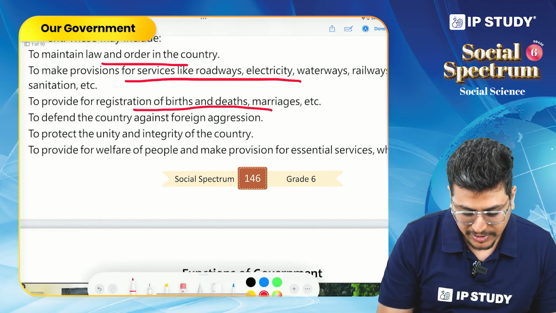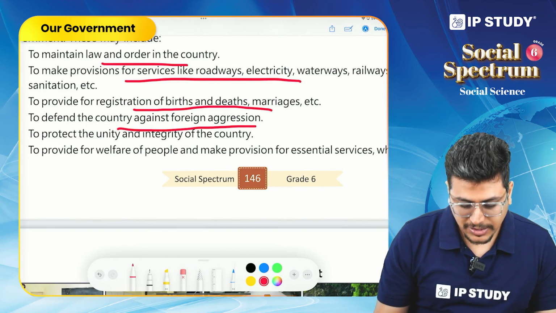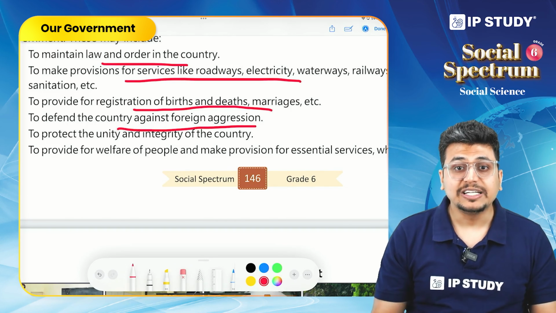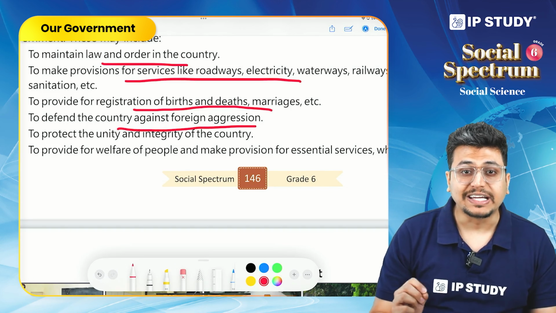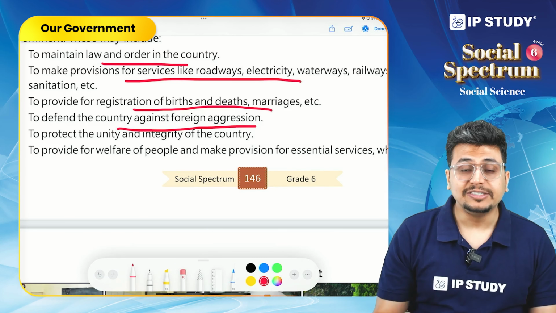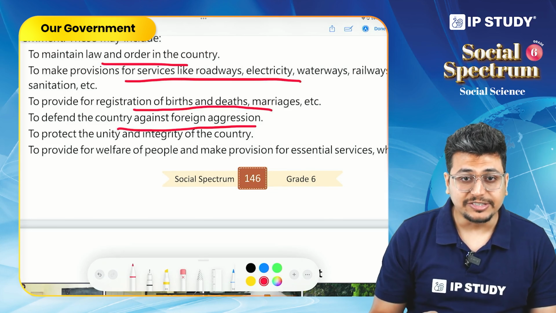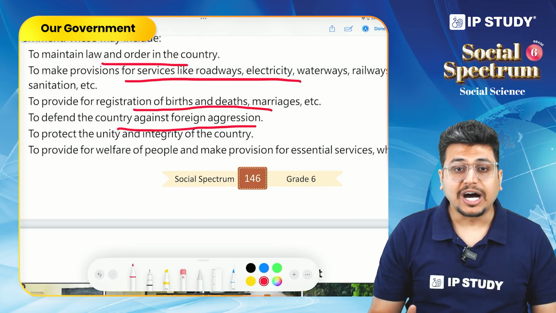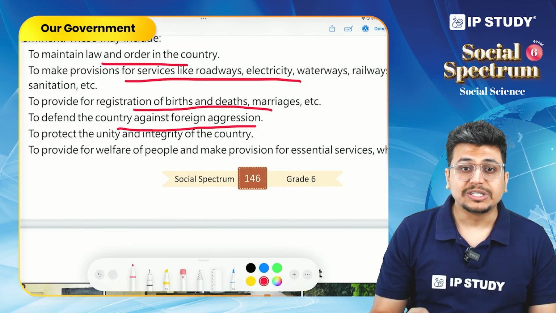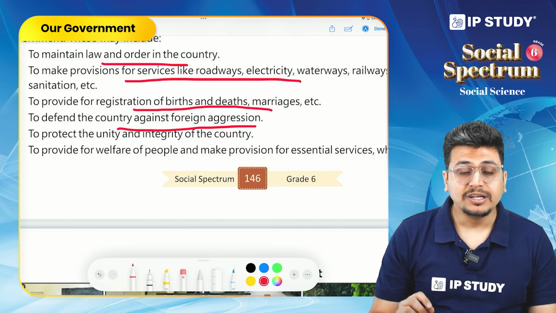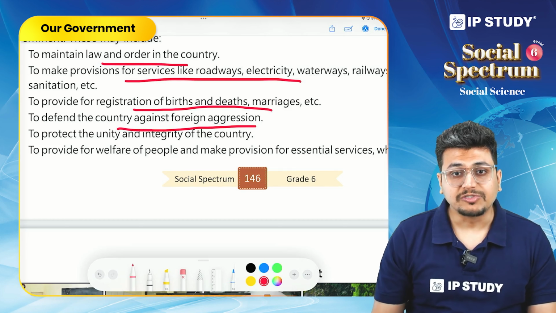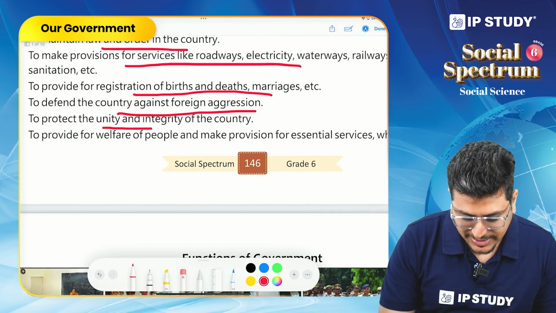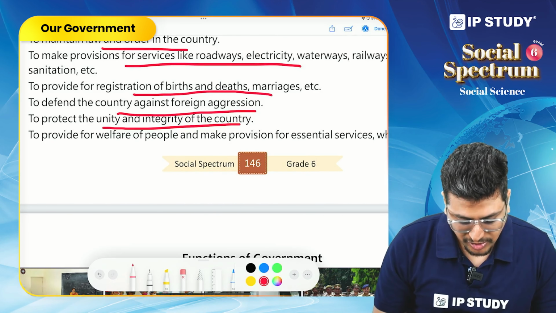Then we have a very important function. The government also makes sure that they are defending the country against foreign aggression. It means that the countries which want to attack our country, we need to defend ourselves against them. So we have our armies and the government is making sure that our army is maintained and we have enough people to serve our country, right? So these are some of the important functions of the government.